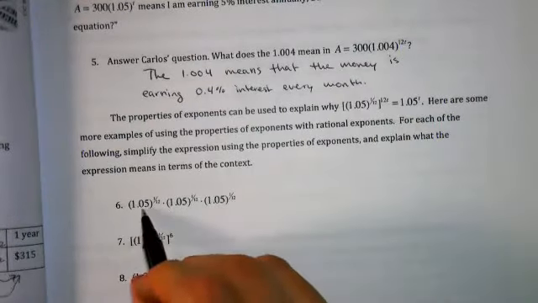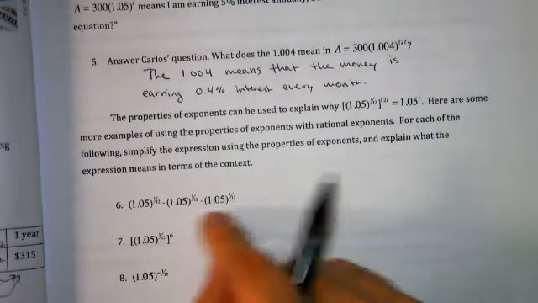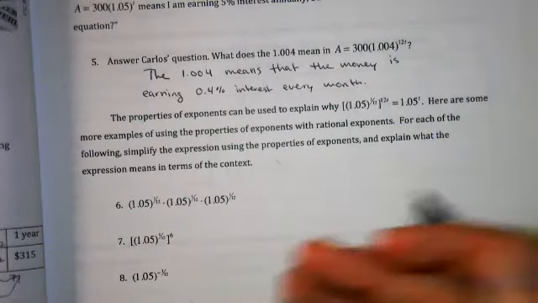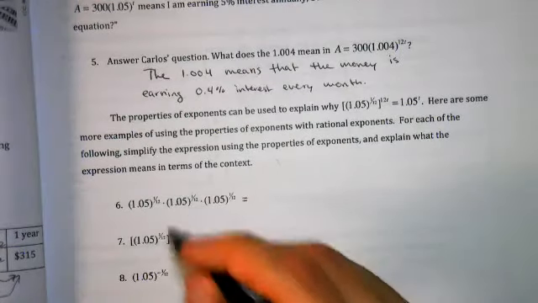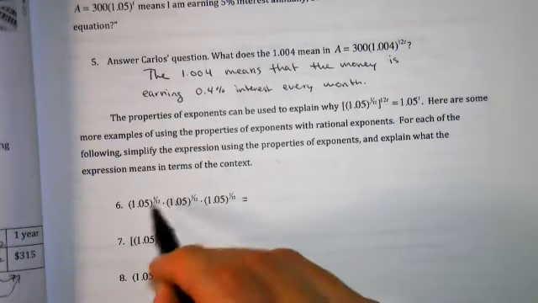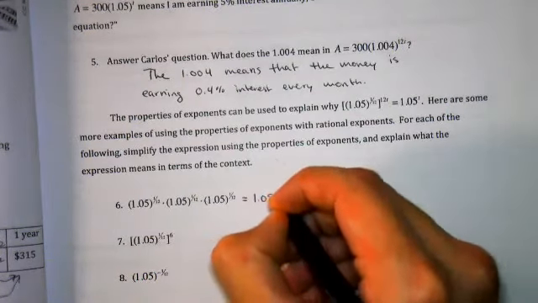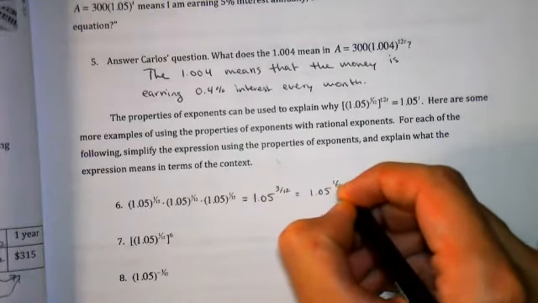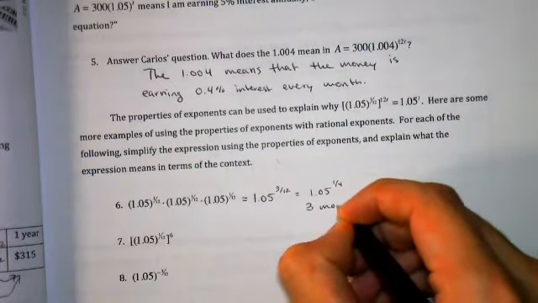Okay, so here we have 1/12, 1/12, 1/12. So since each of these is 1/12, these represent 3 separate months. Multiply them all together, it represents 3 months. And since we're using the properties of exponents, when we're multiplying these and the bases are the same, we can add up the exponents. So 1/12 plus 1/12 plus 1/12 gives us 3/12, which is the same as 1.05 to the 1/4. So this represents 3 months of interest.